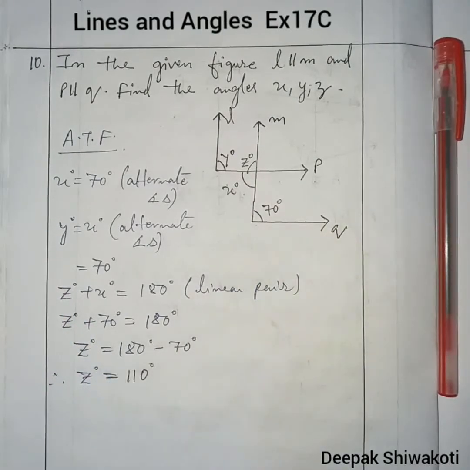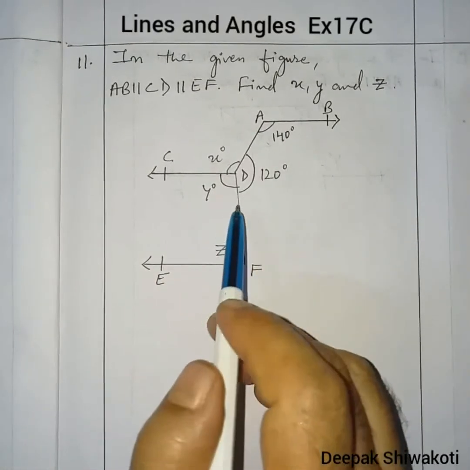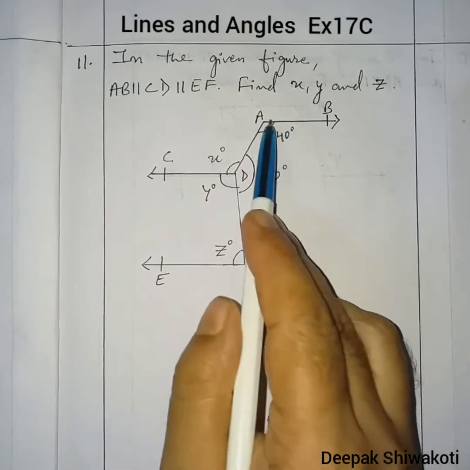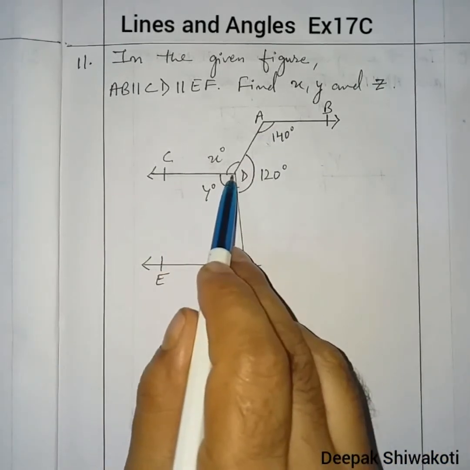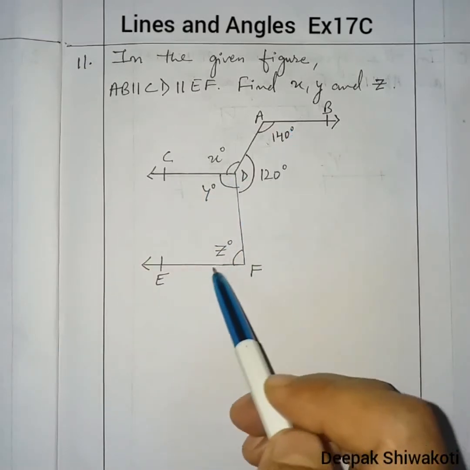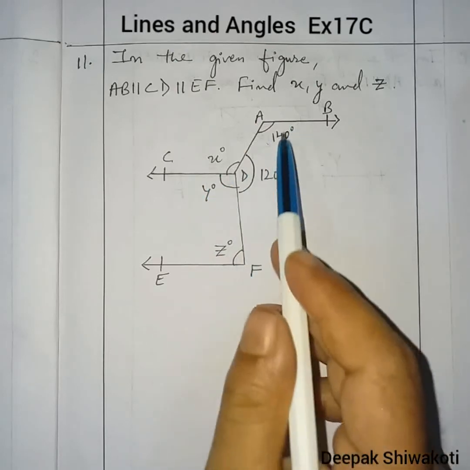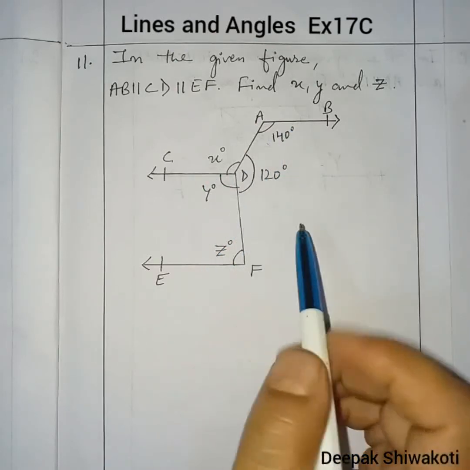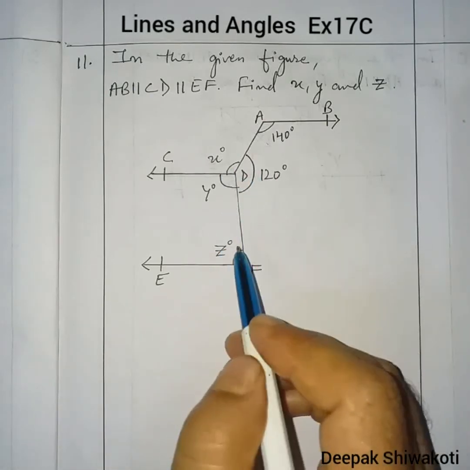Next is question number 11. In the given figure, AB is parallel to CD and CD is parallel to EF. That means this is parallel to this also, this also, this parallel to this also, this also. These three lines are parallel to each other. Okay, and we have to find the value of x, y, and z.